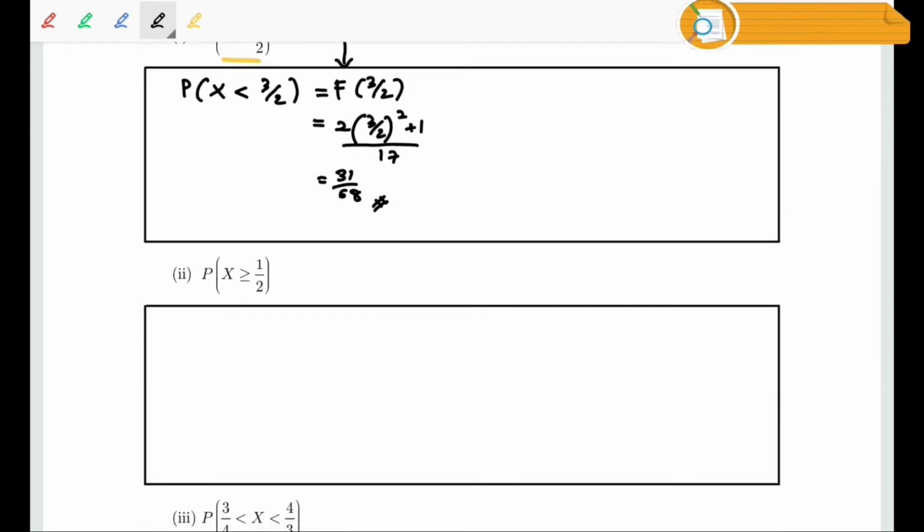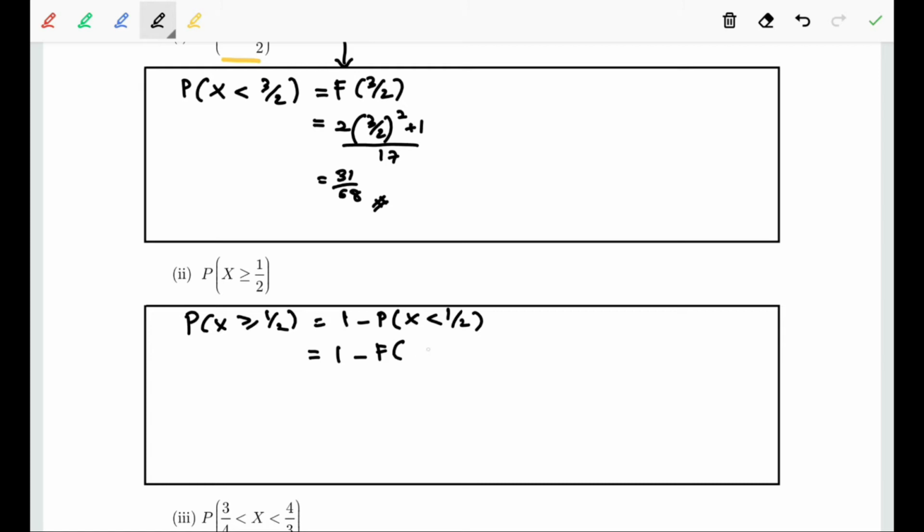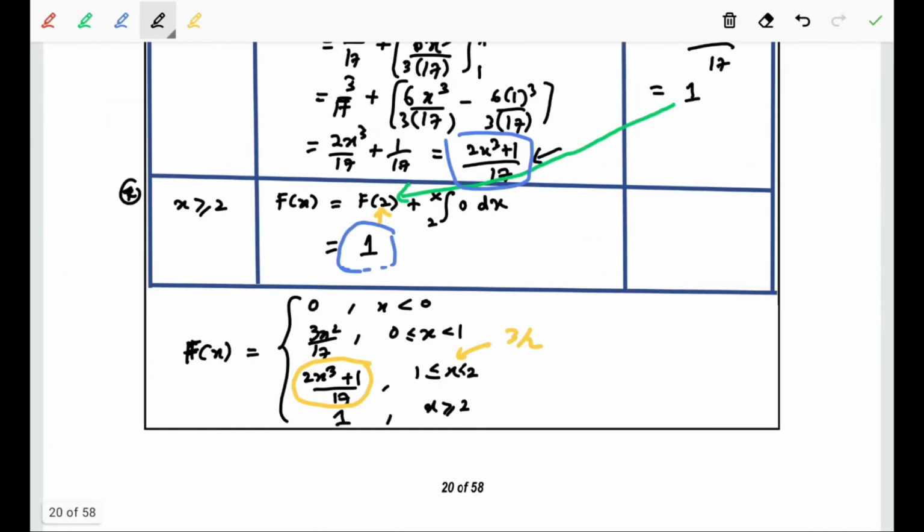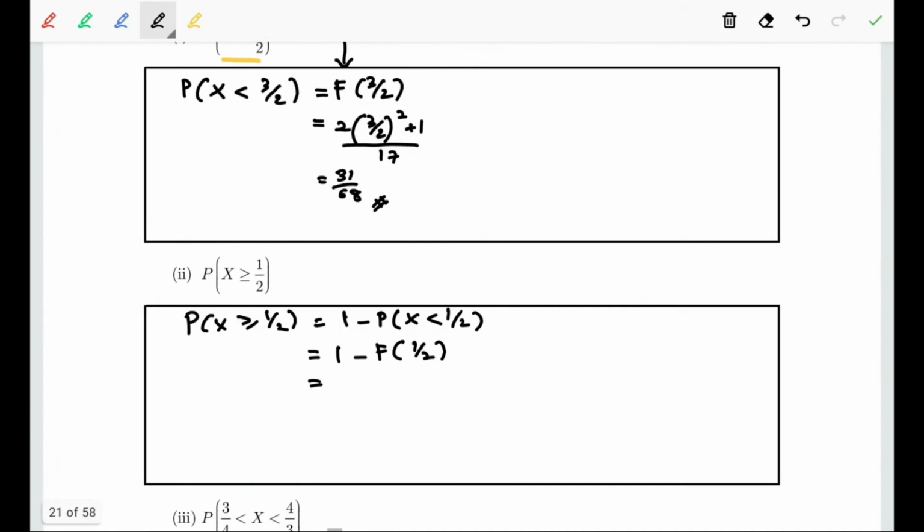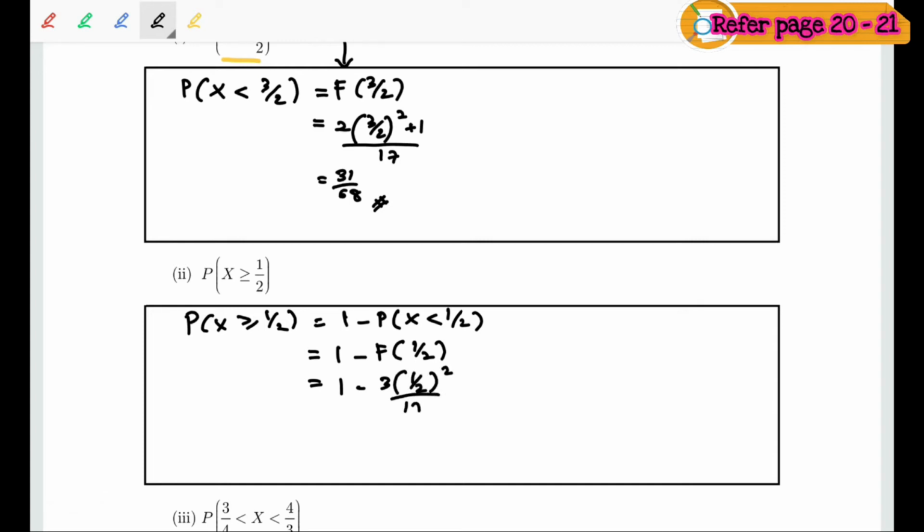The next question asks to find x greater or equal than half. So you have to do something on that before using the CDF. We need to change it a bit. So P of x greater or equal than half equals 1 minus P of x less than half. Then we use the CDF, so it equals 1 minus capital F of 1 over 2. We substitute 1 over 2, which is 0.5, into the correct function of the CDF. So it should be 1 minus 3 times 1 over 2 squared over 17, which equals 65 over 68.